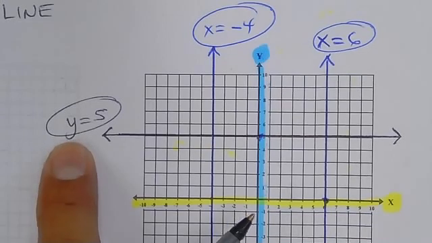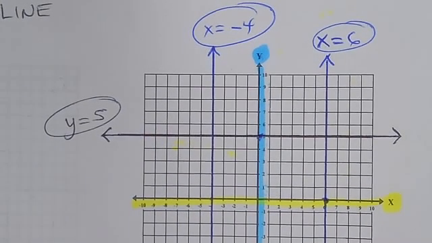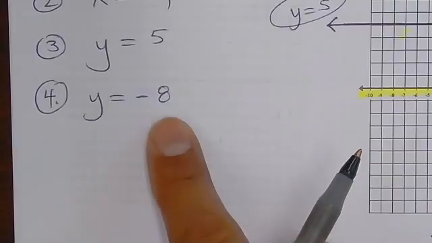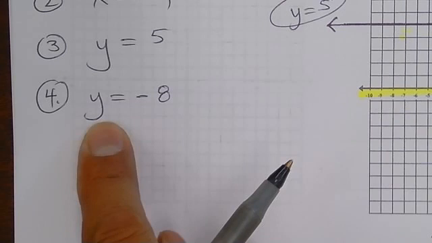That is it. Make sure you look at the letter so you know which axis you are, and then look at the number so you know which number it's going to cross. That's pretty easy. Last one, y is equal to -8. What do I have to do to graph y is equal to -8?